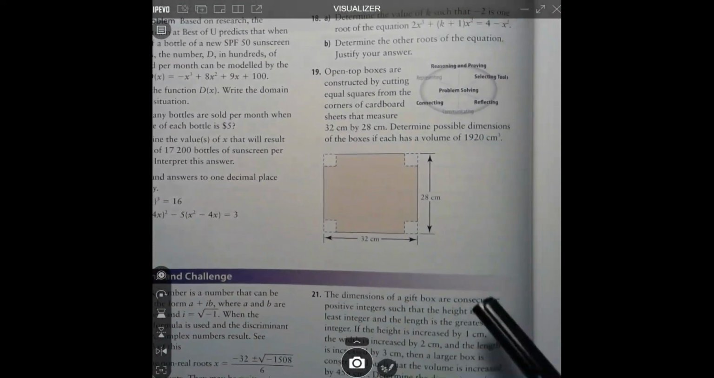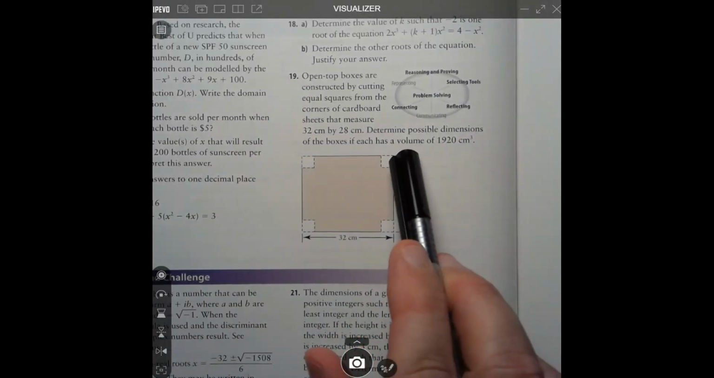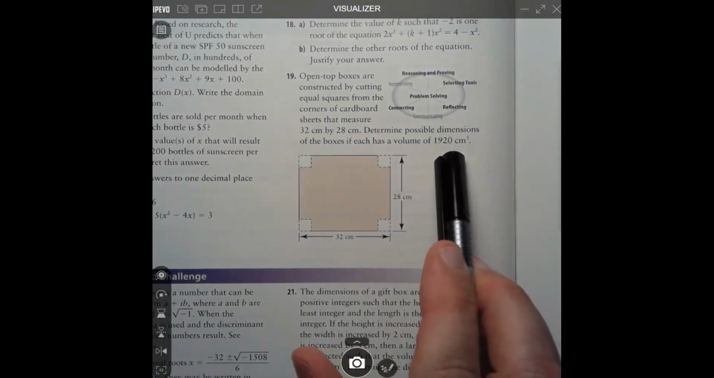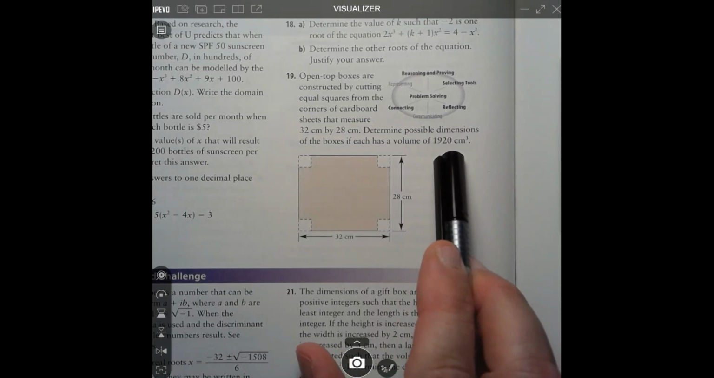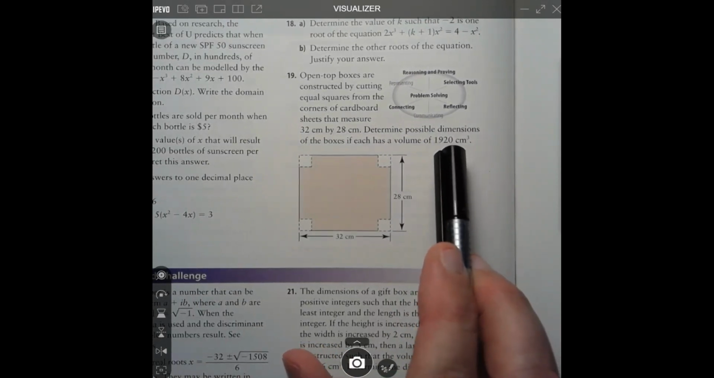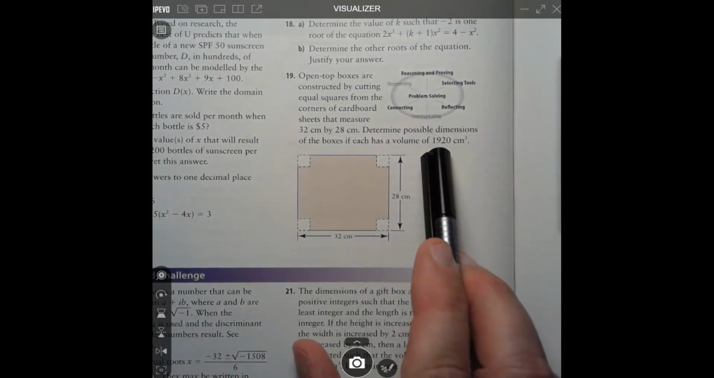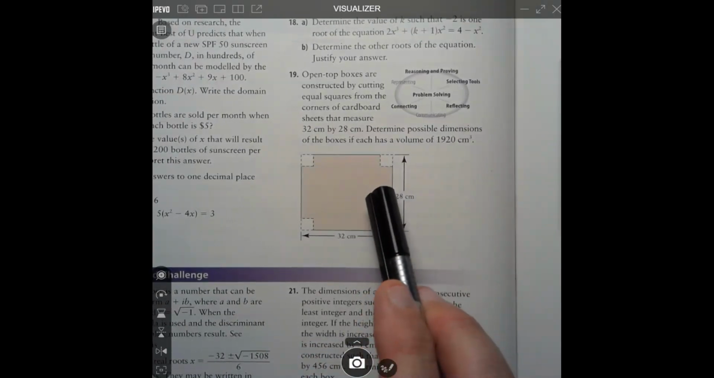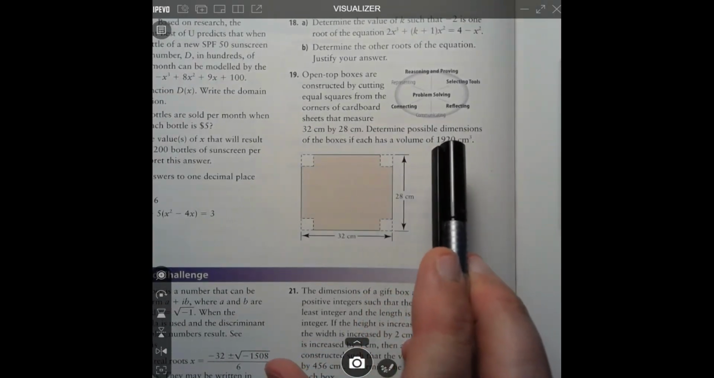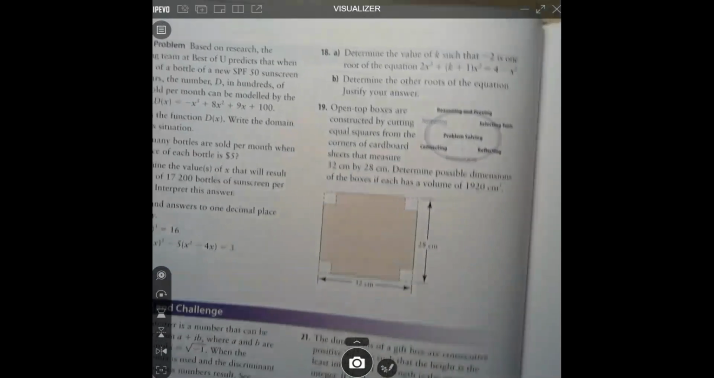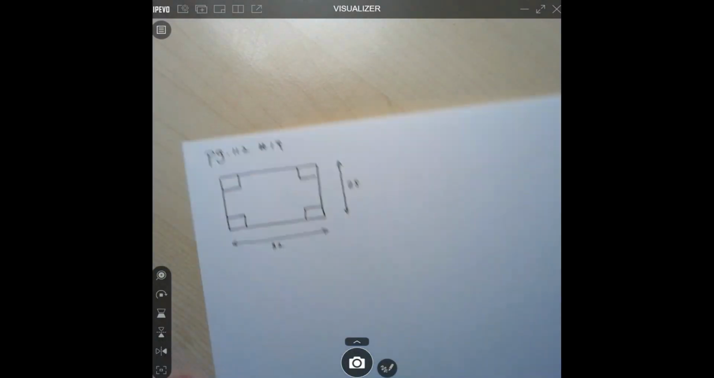And of course, notice that they give us some extra information. They do tell us that the box has to have a volume of 1,920 centimeters cubed. So this is what we call our constraint. There could be more than one box that we can create, but it has to meet this constraint. All right, so let's see how we can solve this problem. So I've got to set it up here.